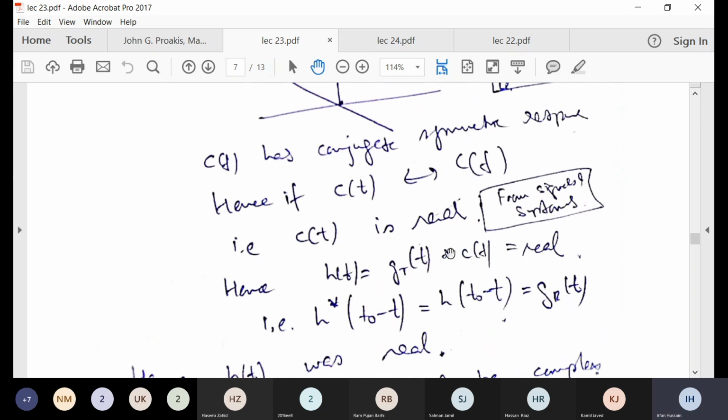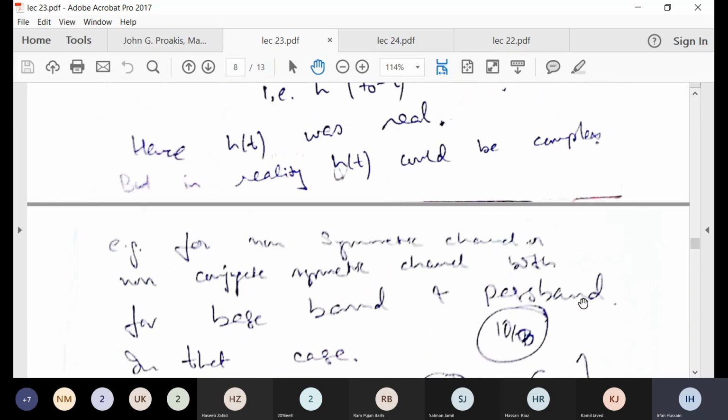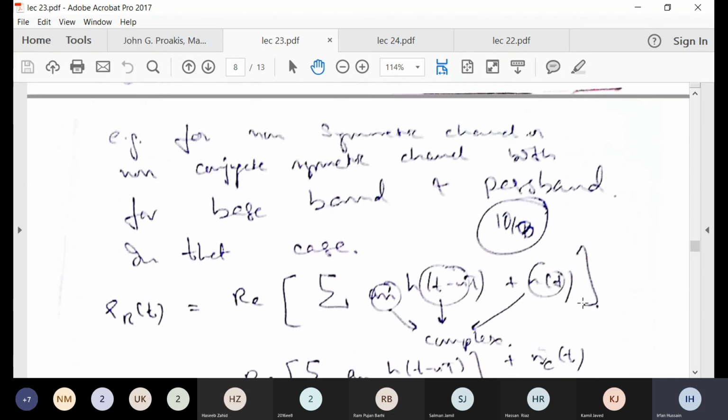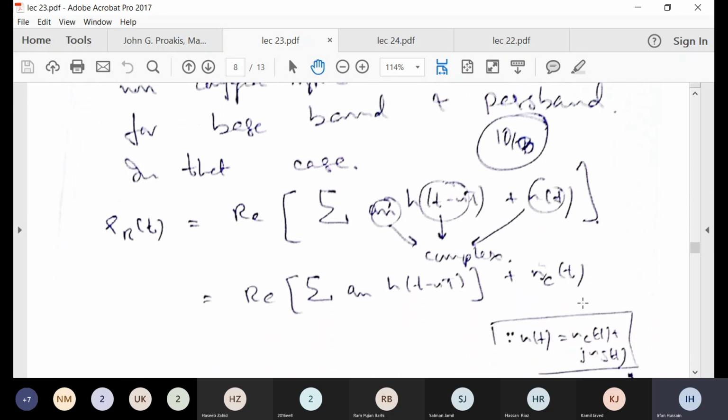Then you can see that h(t) is real when c(t) is real, and g_R(t) is also real, and all that. But we know h(t) could be complex. In that case, we will have a tough scenario. We will have a(n), which could be complex, and h(t) is complex. So all of these numbers will be multiplied. But remember that r_R(t) will be the real part of the total.